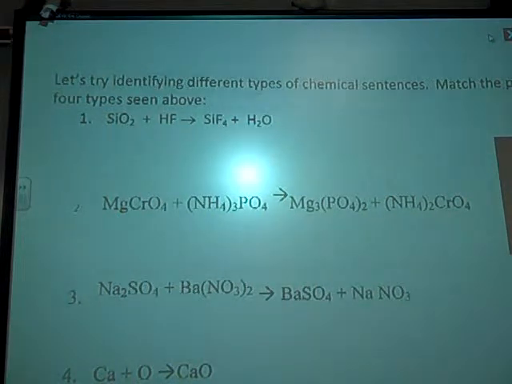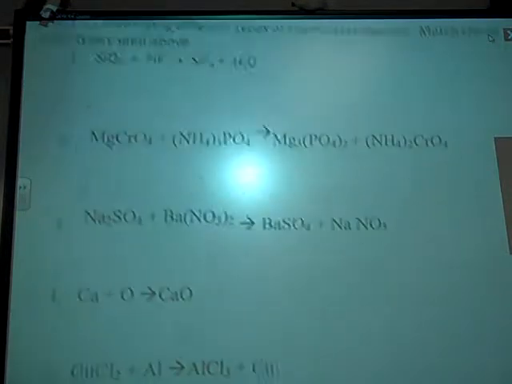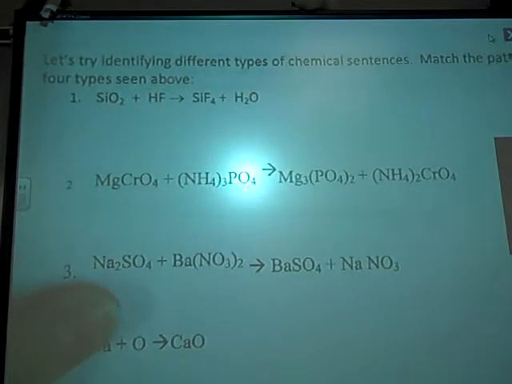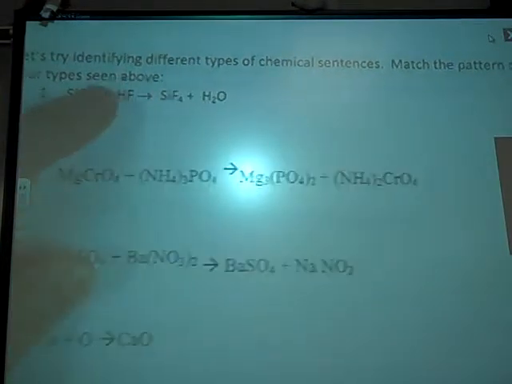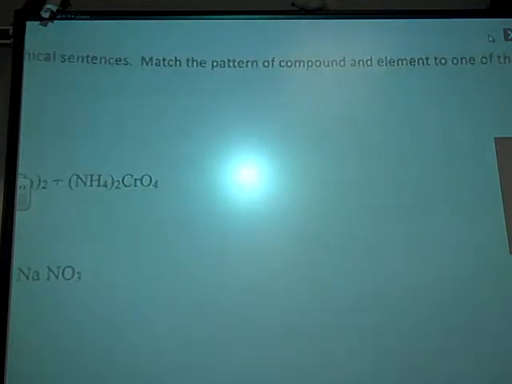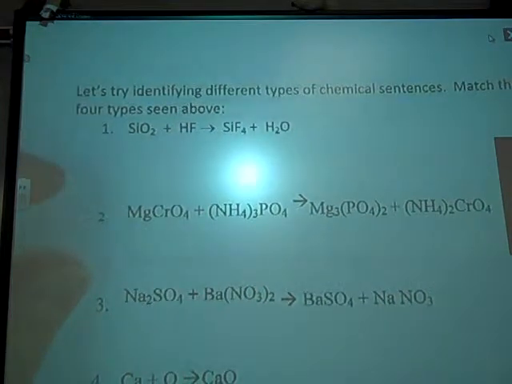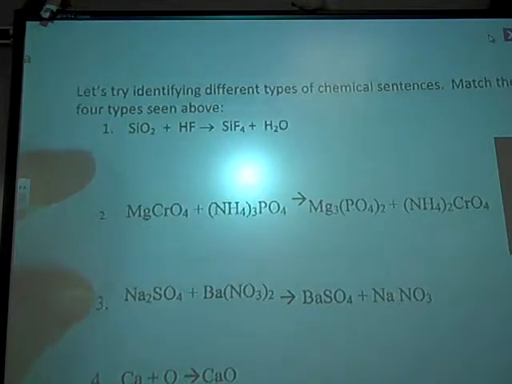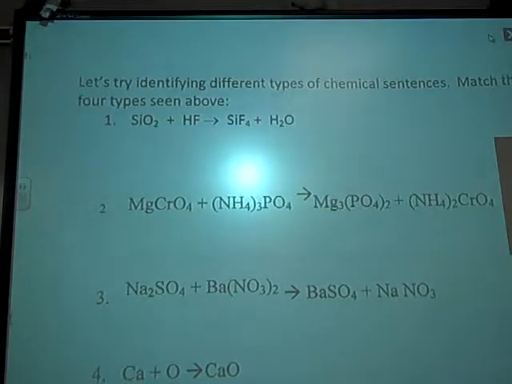And we're back. We are on the second page of your worksheet. The directions tell us, let's try identifying different types of chemical sentences. Match the pattern of compound and element to one of the four types seen above. This used to be at the bottom of the previous page. Then I had to move it.